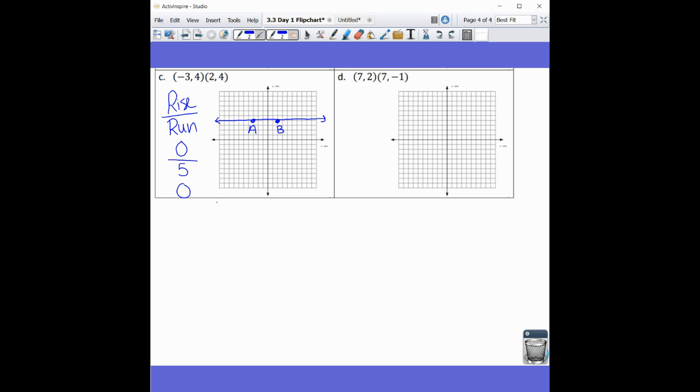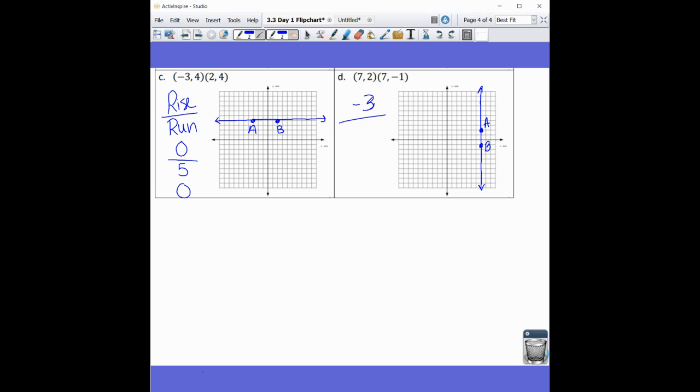Take a look at D. Plot your 2 points. 1, 2, 3, 4, 5, 6, 7. Up 2. And then 7 down 1. So now we have a vertical line. Again, to find the slope, I need to find the vertical change over the horizontal change. What's my vertical change from A to B? Again? 3. Is it positive or negative? Positive. So from A to B, am I going right? I'm going down. So it's -3.